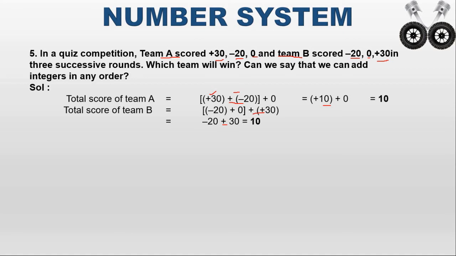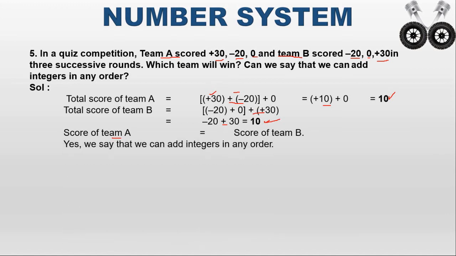So here the two integers have different signs. That means you have to subtract. So 30 minus 20 is 10. The biggest number's sign is plus. So the answer is 10. So both Team A and Team B scored the equal score. Team A's score is 10 and Team B's score is also 10. So the score of Team A equals Team B.